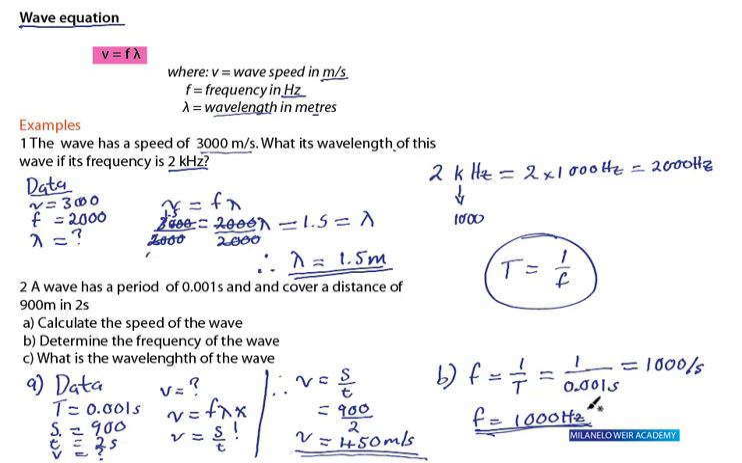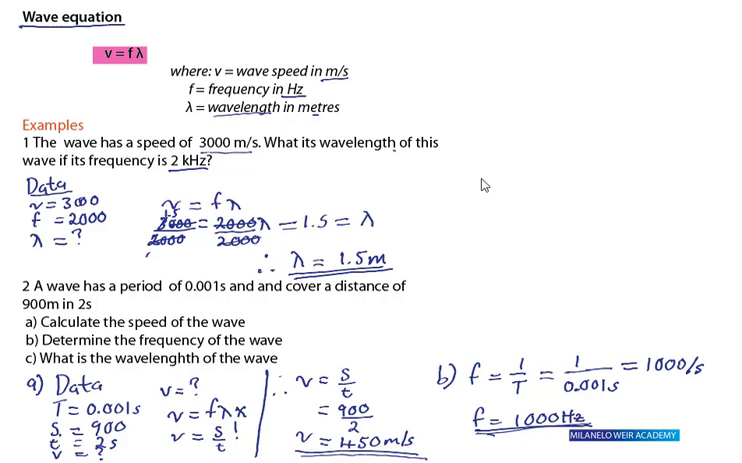So C, we are to determine the wavelength. Let's find the wavelength. The equation that has a wavelength is the wave equation. Only the wave equation has the quantity wavelength. So that means we have to use this equation, and we are glad we have the speed. The speed is here. The frequency has also been calculated, it is here, right?